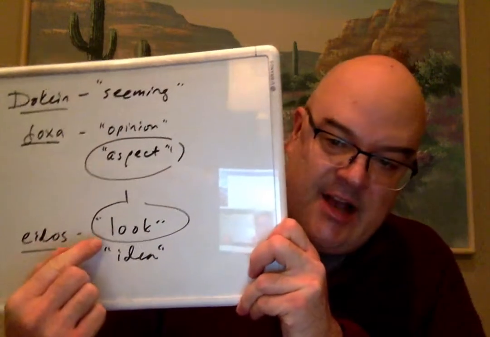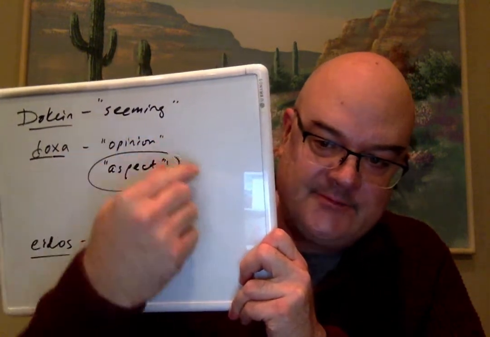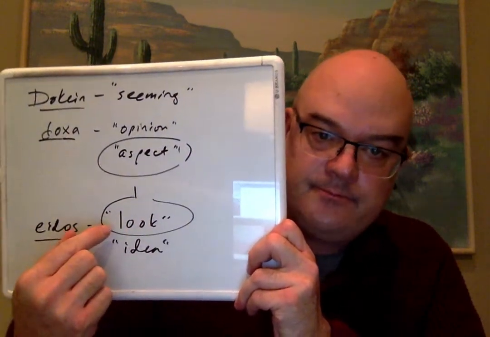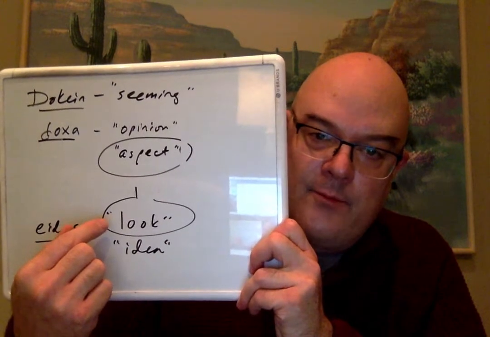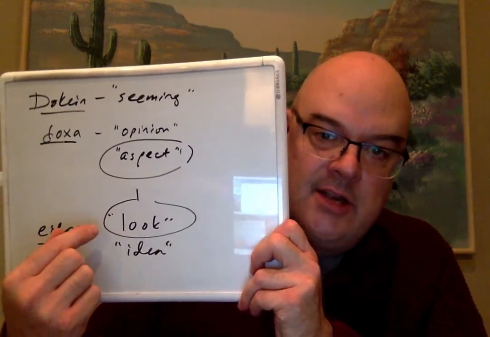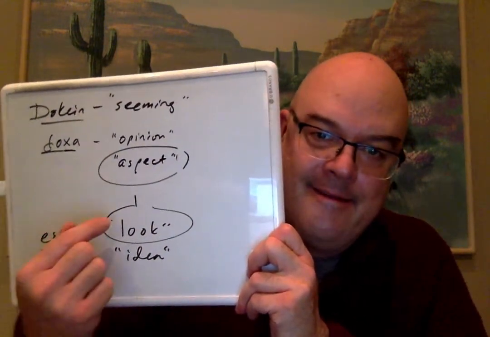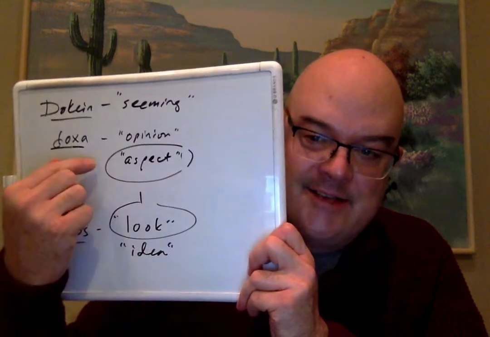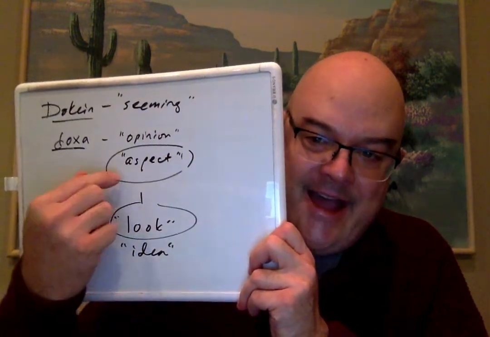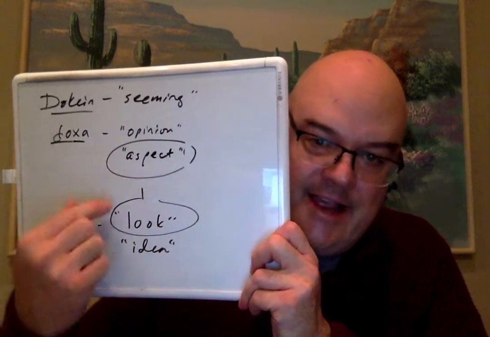So you can see how this would lead to a view of doxa as opinion, as a kind of derivative notion, because when we take a view on something based on how it looks to us, it looks to me like the suspect is guilty, right? That's my doxa, that's my opinion, but that's based upon the aspect that has shown itself to me and the view that I take on that aspect.